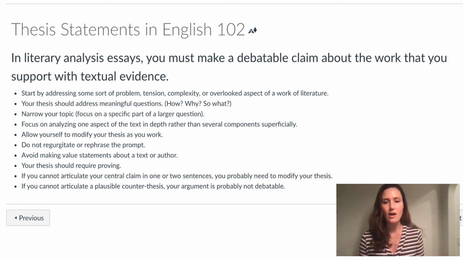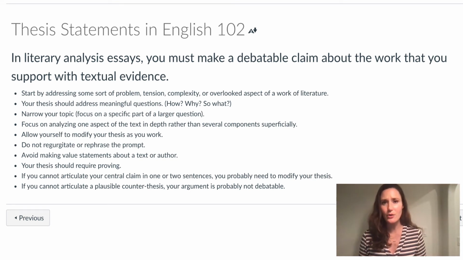You might start by addressing some sort of problem or tension or complexity or some aspect of the story or the text that other people have overlooked or other people have not focused on. You might go back to class discussions and look for areas where you felt like there was more to say or that the issue or the character was more complicated than other students were suggesting. Or you might read what scholars and critics have to say about the text and use their piece as a point of departure. You might agree with part of it and disagree with another part of it.